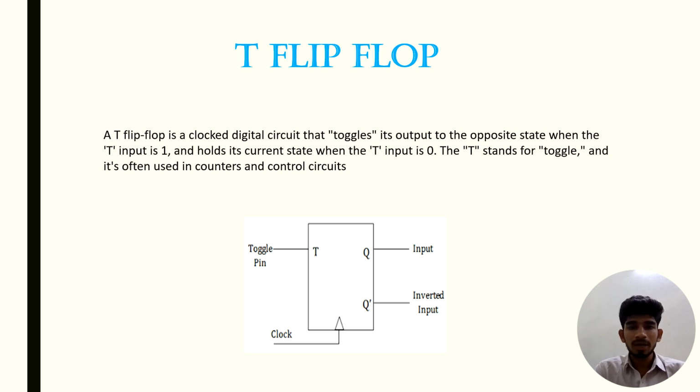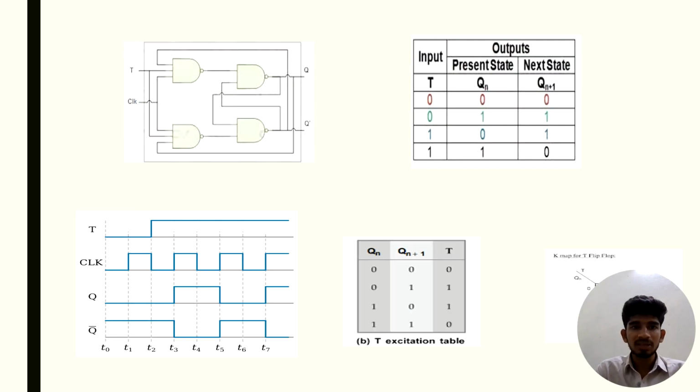Here is the block diagram of T flip-flops. T is the input, Q and Q bar are outputs. Here is the circuit diagram. This is known as the circuit diagram of T flip-flops.